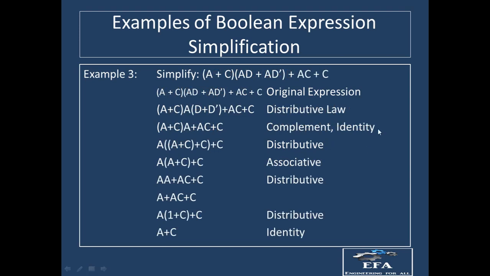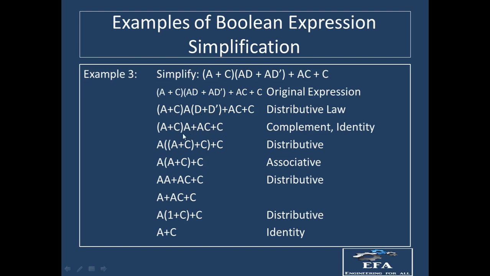The third example says that we have (a + c)(ad + ad bar) + ac + c. Again, applying the rules and laws of Boolean algebra, this is the original expression. From this complete term, we can take a common. So this will be d plus d bar, and the rest of the things are the same. d plus d bar is equal to 1. So we will have (a + c)a + ac + c.